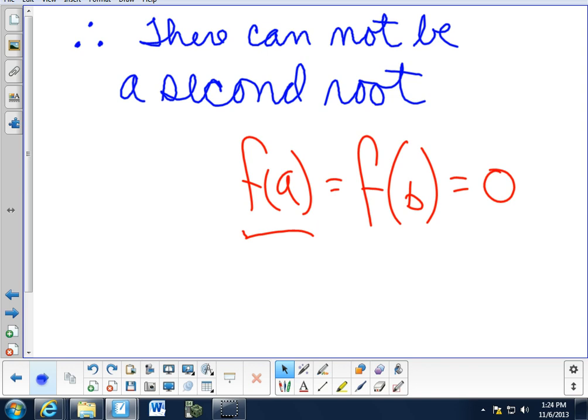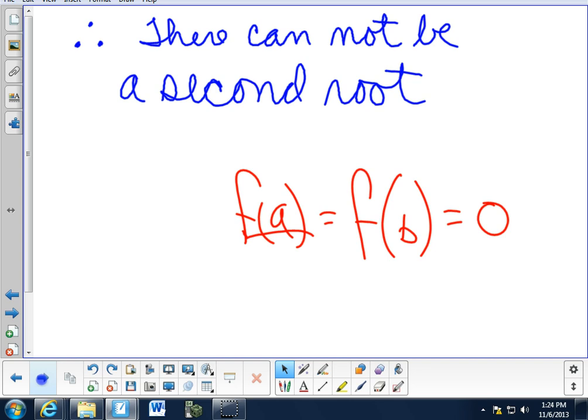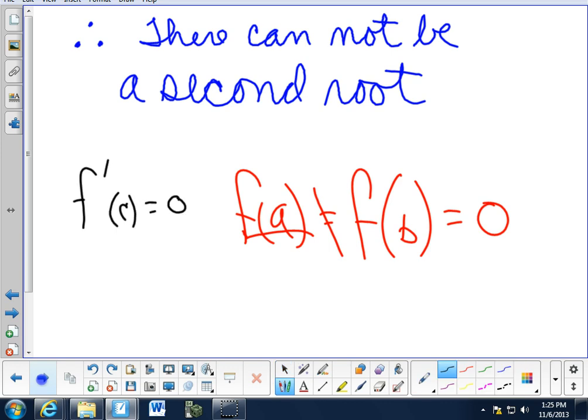You kind of have to sit on that one a little bit and get your mind around the logic of the problem. This cannot be a true sentence, because Rolle's theorem says that if it was, then the derivative would equal 0 somewhere. And since it doesn't, that can't be true.